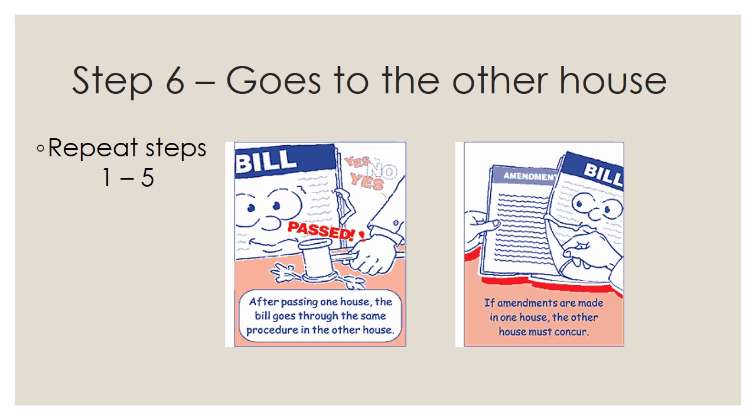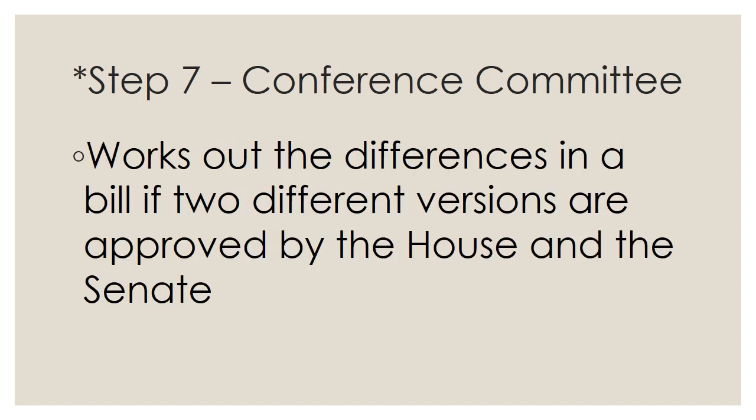So at this point in step number 6, it goes to the other House. So if it started in the House of Representatives, it now shifts over to the Senate, and it goes through the exact same 1 through 5 steps again. If it started in the Senate, now it goes through the House, and again, you're repeating steps 1 through 5 again. Step number 7 is not used all the time, but it is used quite a bit.